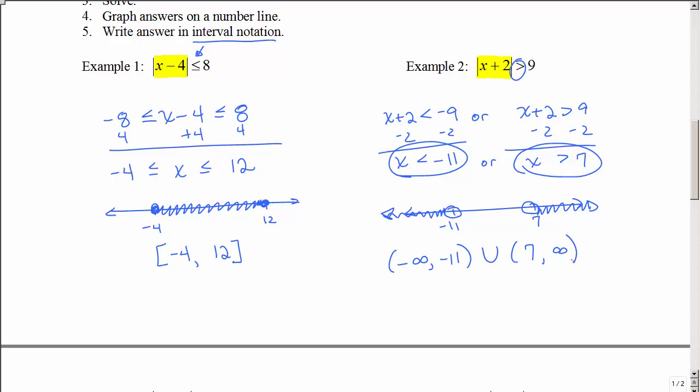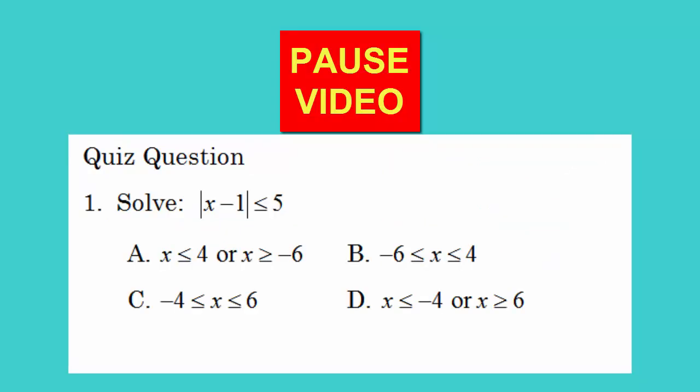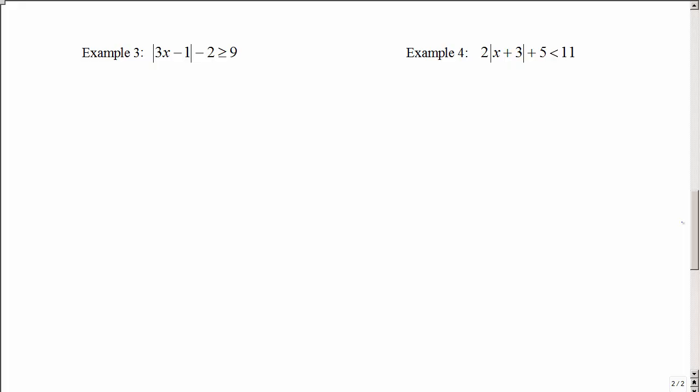There you have it. So yes, it takes some memorization, and yes, we're going to work a couple more examples. All right, so on these two, you can hopefully see that the absolute value is not by itself. So we need to isolate that. So that means we need to get rid of that negative 2. Before you do anything else, you have to isolate that absolute value, just like we did on the equations.